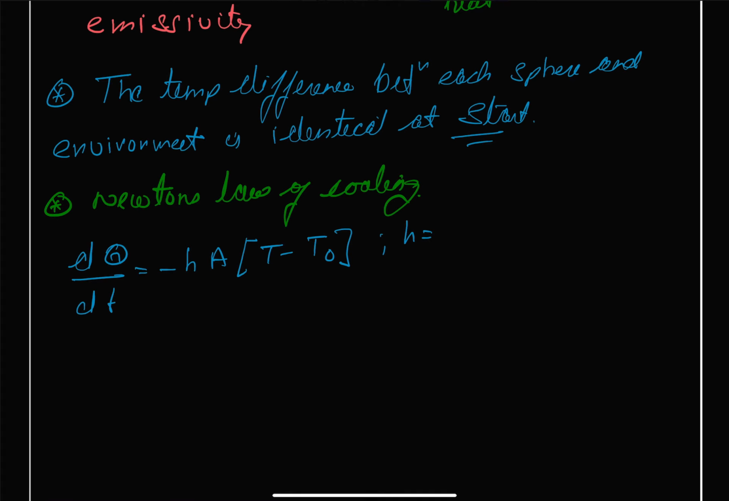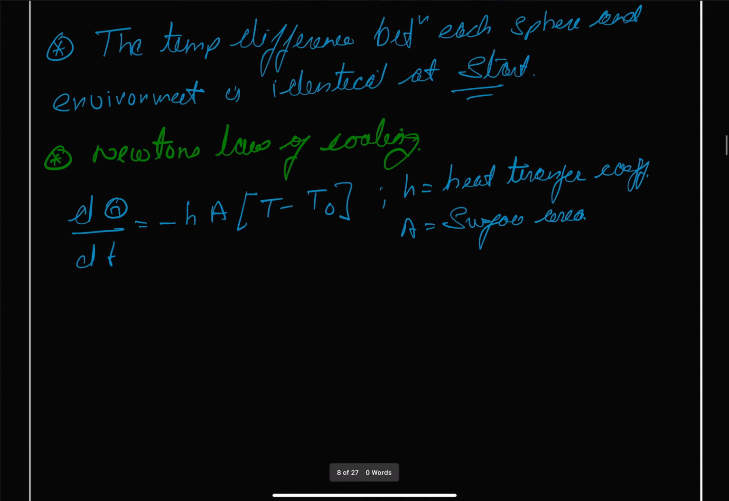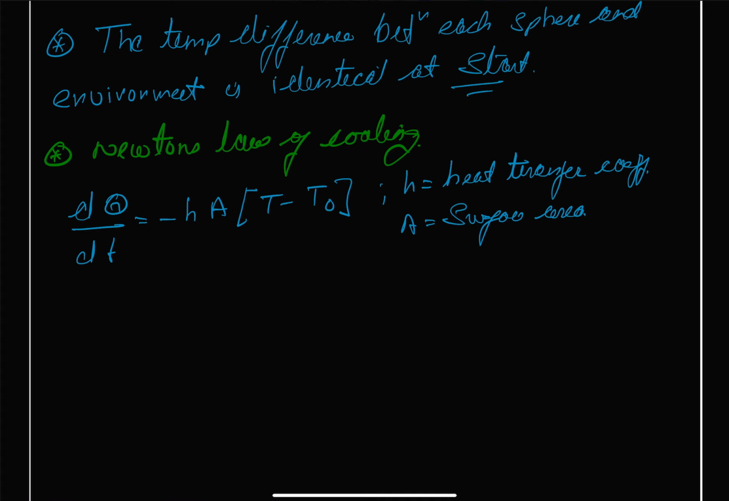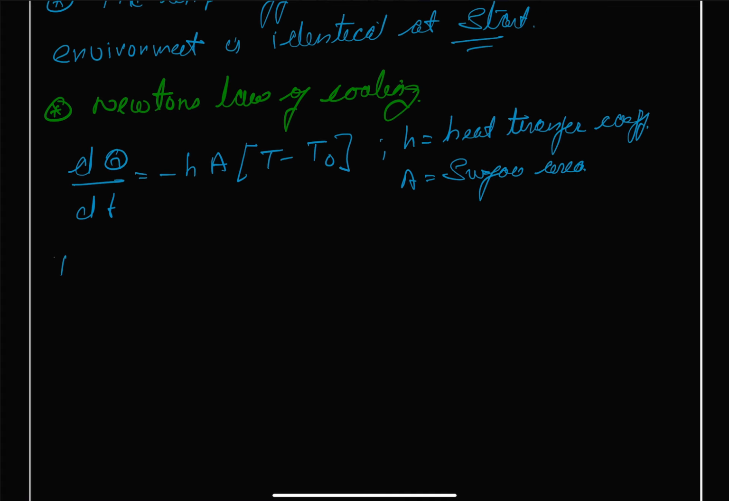H is our heat transfer coefficient. A is our surface area, and T is the sphere's surface temperature, and finally T naught is our environment temperature.